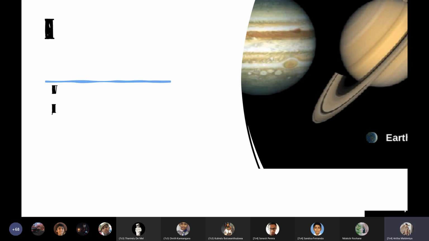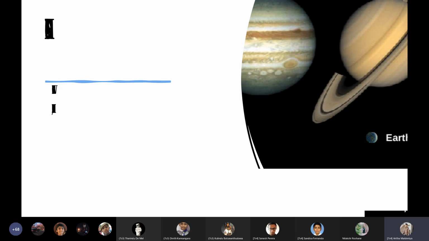When we talk about outer planets, the planets that are located outside the belt of asteroids are known as outer planets. Jupiter, Saturn, Uranus, and Neptune belong to this category, and they are basically gaseous in composition.